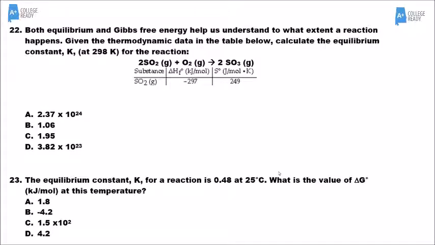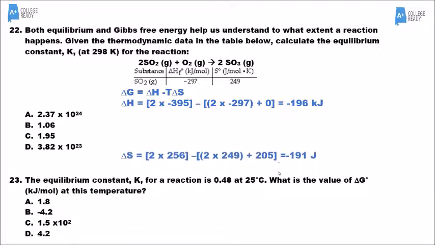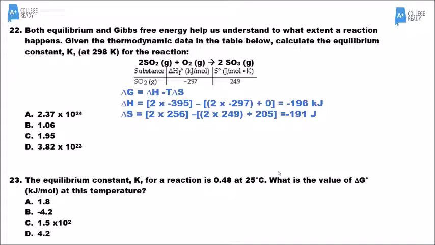Number 22 then incorporates everything they've learned up to this point with delta G, with delta H, with delta S, and then finding K. So we start with the equation delta G is equal to delta H minus T delta S. We plug in the numbers given to us to find delta H. We plug in the numbers given to us to find delta S. And then we can plug in those numbers as well as the temperature into the delta G equation. Notice in this step that we changed the negative 191 joules to 0.191 kilojoules. Since the delta H is in kilojoules, very important to make the delta S matches in units.